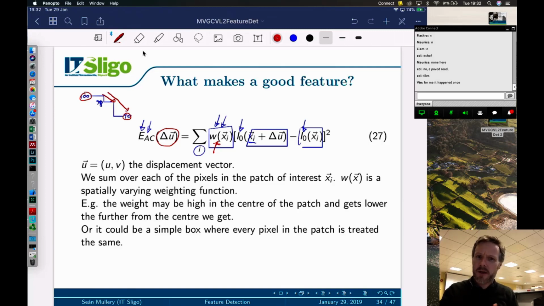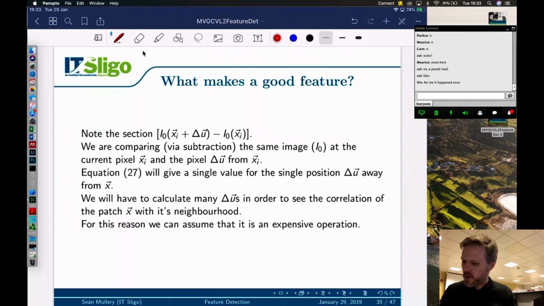So we sum over each of the pixels in the patch of interest, xi. So wx is a spatially varying weighting function. For example, the weight may be high in the center. As I say, if it's a Gaussian, it might be high in the center and low on the edges, or it might be just a simple box. That's for us to decide. So this is how we find how much we look like the pixels around us, and we decide how big we want that window to be and how much we're going to look around us, as regards how far we're going to go.